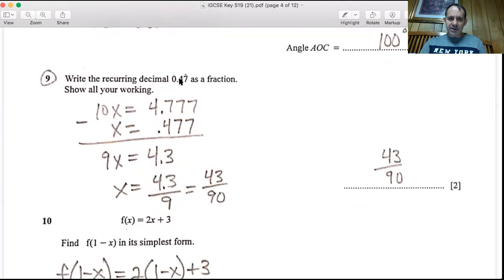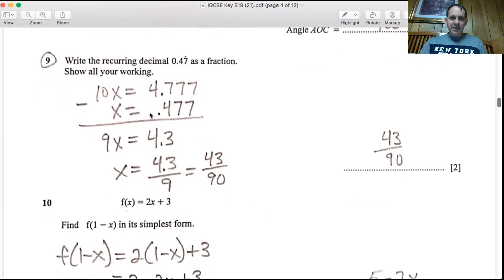It's only the 7 that repeats, not the 4. There's no dot above the 4. Then because only 1 digit repeats, we're going to multiply both sides by 10. If 2 digits repeat, meaning there's a dot above both, then you would multiply by 100. If 3 digits repeat, you multiply by 1,000. So for every digit that repeats, you multiply by a power of 10.